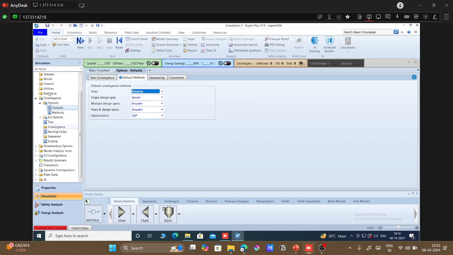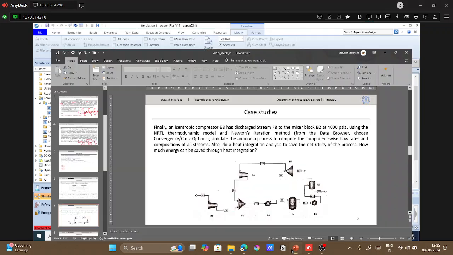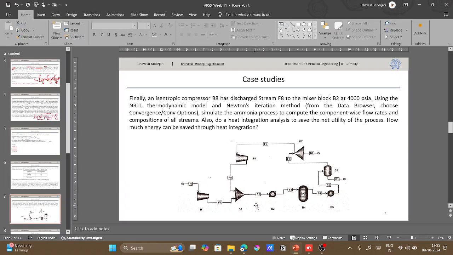Within these various process equations that have been used, there are various methods for conversions also, and you can select one method out of them, which may or may not affect your simulation results. Since we have selected this, now let's get back to our problem again, and we will simulate this complete ammonia synthesis part.